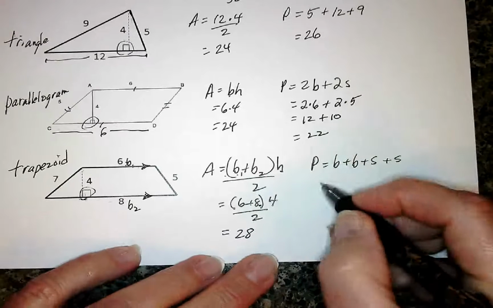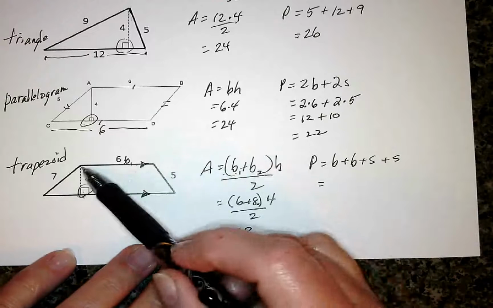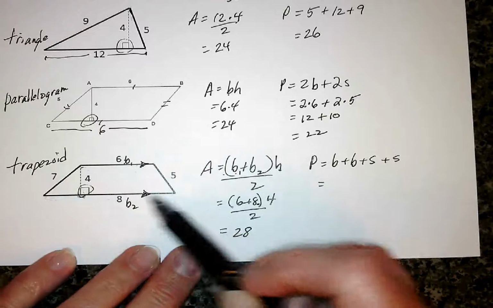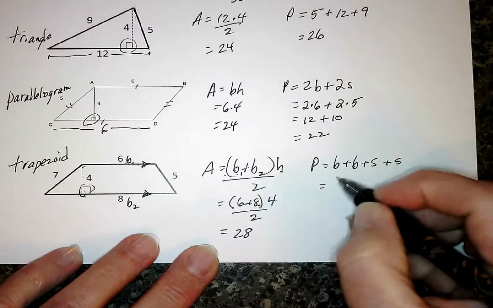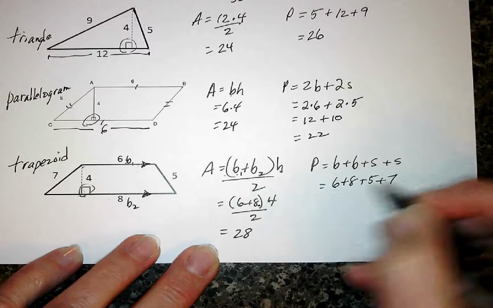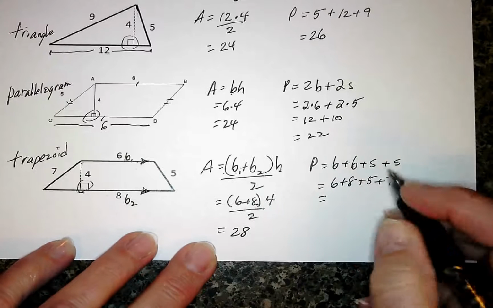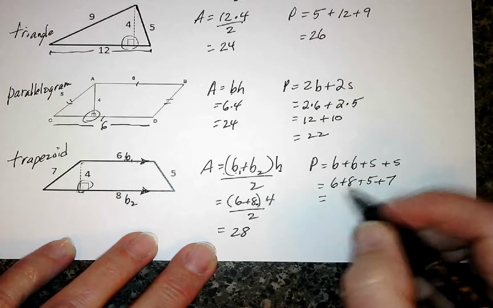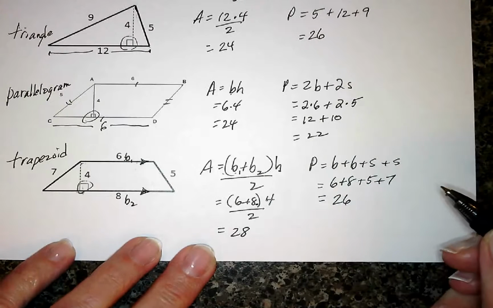For perimeter, we're just going to add the 4 outside edges. So we have 6 and 5 and 8 and 7. A little bit different order here, but it doesn't matter with adding. You can do it any way you want. So I'm going to add those together, and I'm going to get 26 units for my perimeter of a trapezoid.